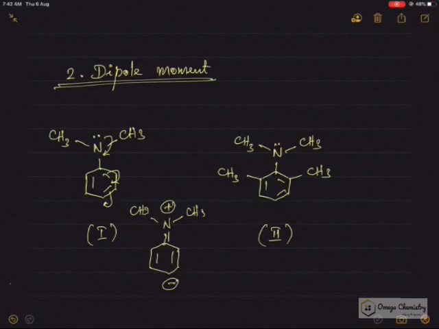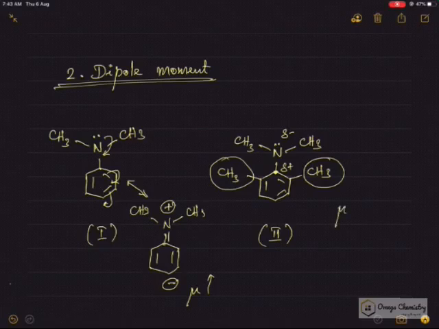Since the positive charge and negative charge are separated far away, this will have a greater mu value, that is, the dipole moment of this compound will be higher. Whereas such resonance is not possible in the other compound because of bulky groups present at the ortho positions, so this nitrogen will go out of plane, and no such resonance is possible. So only a mere polarization will be there. Being more electronegative, nitrogen will carry a small negative charge, and this carbon will carry a small positive charge. So the mu value will be much lower than compound 1.